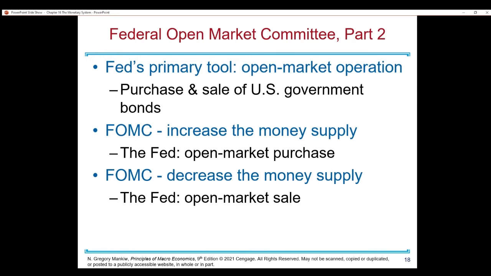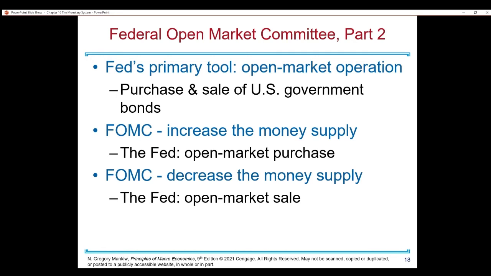The primary method in which they engage in monetary policy is through buying or selling US government bonds. If they want to increase the money supply, they print money and purchase bonds, which increases the money supply to the public. They buy the bonds from the public, which puts cash into the hands of the public, and then they have more money.